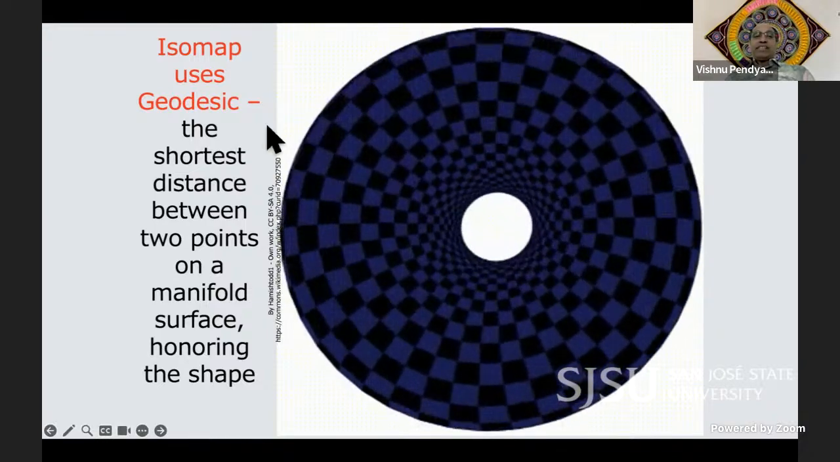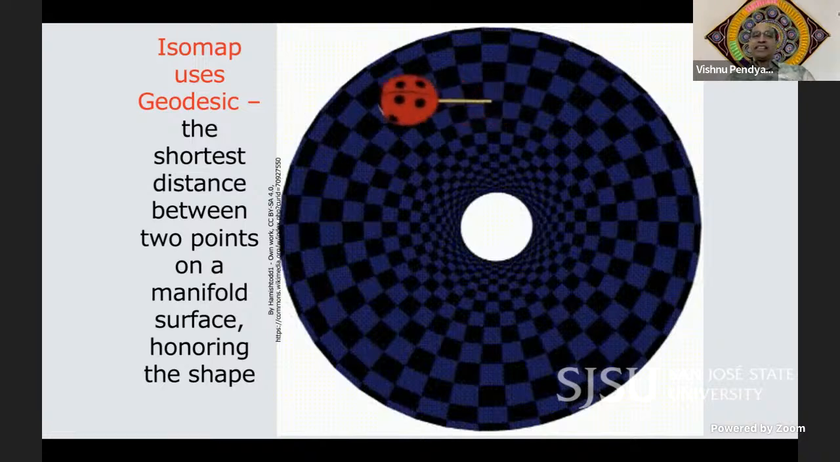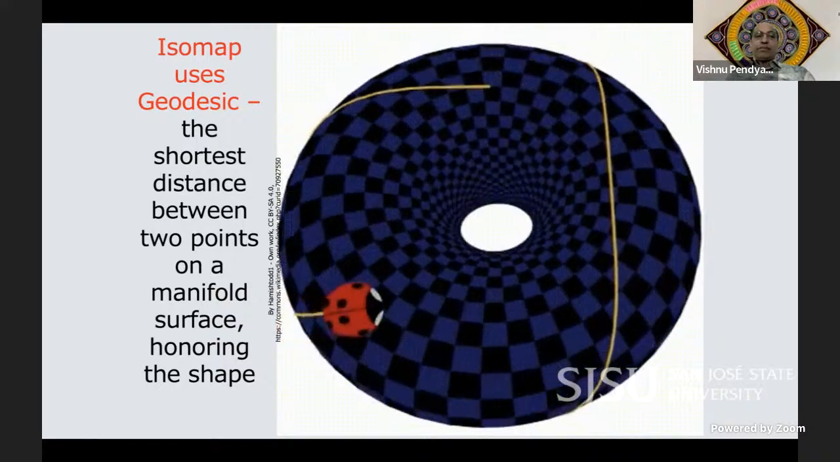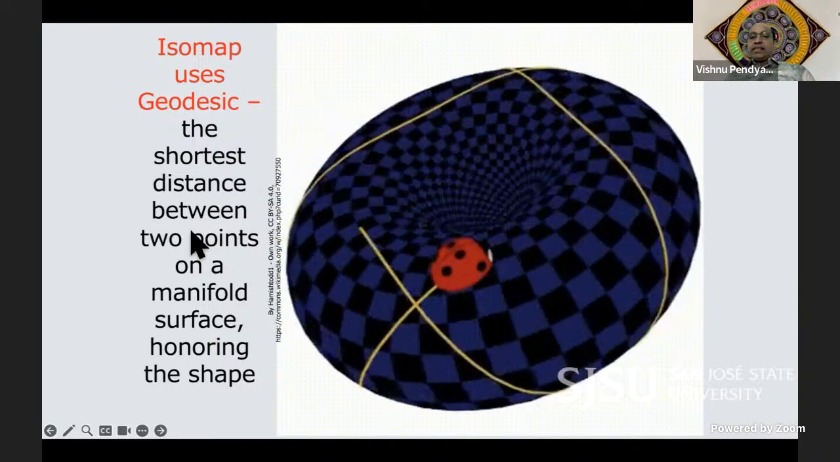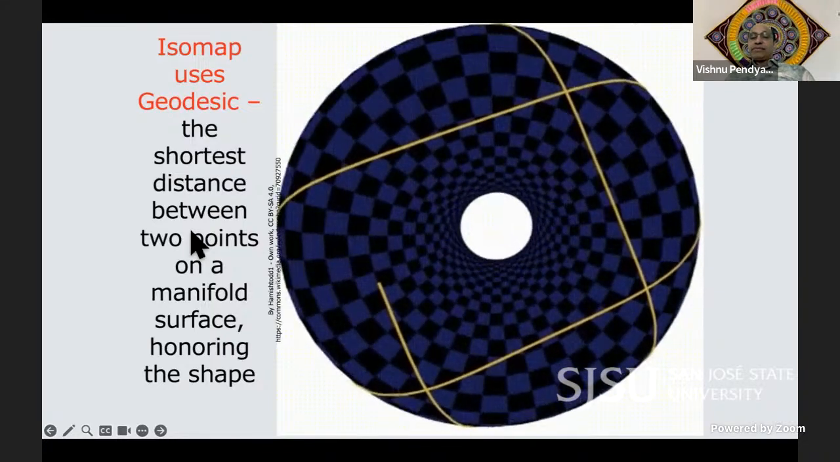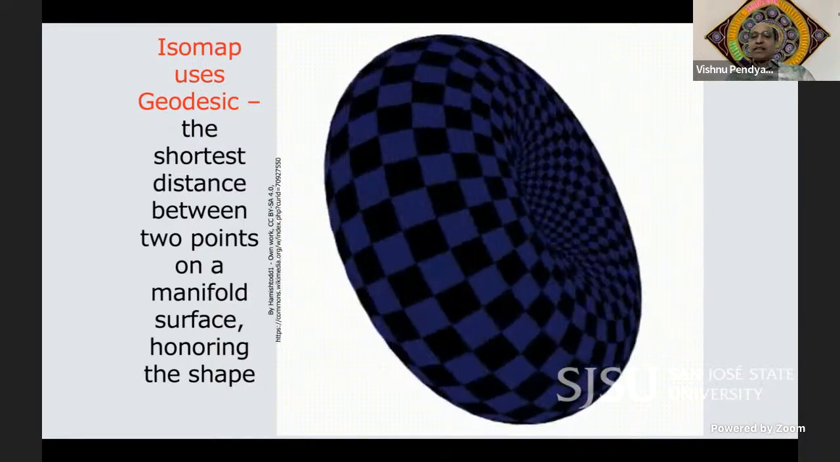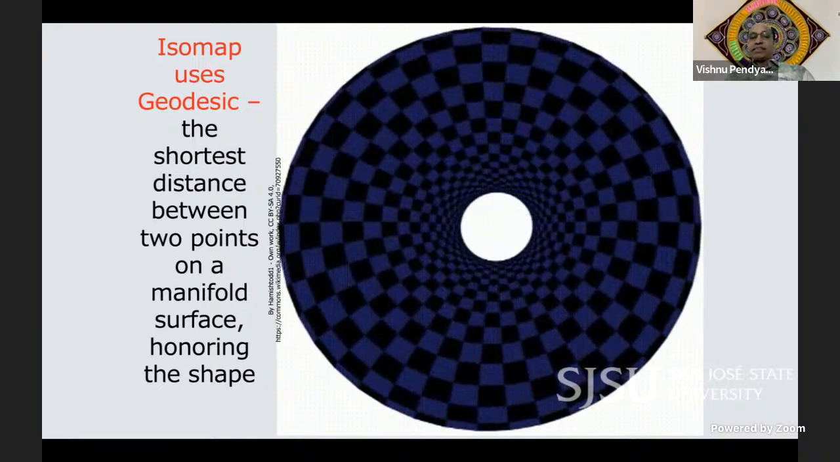The idea I'm trying to convey is that the distances are no longer Euclidean on a manifold. There's a special name for the distance, and that name is called geodesic. The distance between 2 points on a manifold is called the geodesic. It is the shortest distance between 2 points on a manifold surface honoring the shape. So this is a central idea in what is called geometric deep learning. And there's also a dimensionality reduction technique called isomap, which computes geodesic distances directly on the manifold on which the data is supposed to reside.